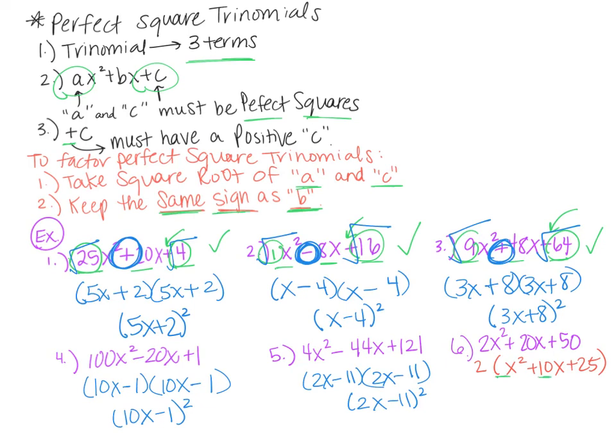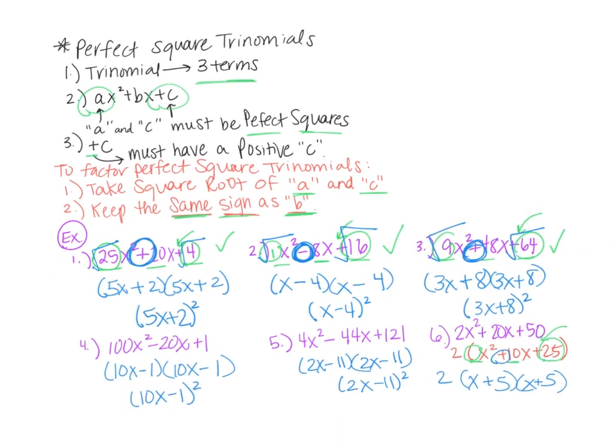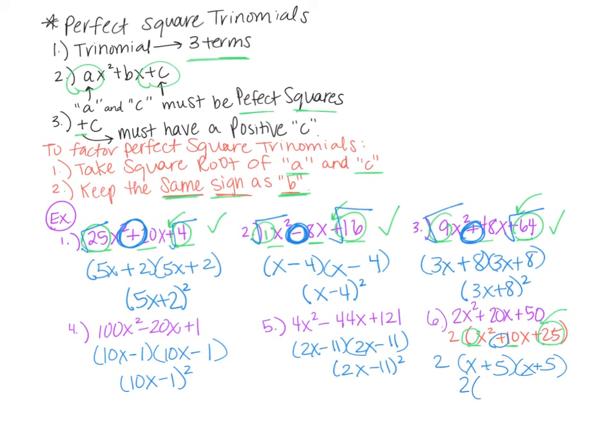I've got 3 terms still. 1 is perfect. 25 is perfect. So now it is perfect square trinomial. Again, I'm going to leave that 2. I'm going to take my square root, which gives me x. My square root of 25 gives me 5. They're going to match, so they both get a plus. I could rewrite this also as 2 with an x plus 5 squared.